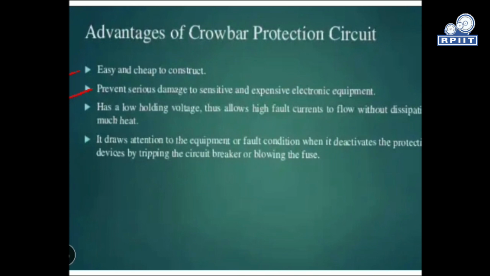Next, it has a low holding voltage, which allows the high fault current to flow without much dissipation and without much heat being produced. During avalanche breakdown, lots of heat is produced, and that is also minimized by the dissipation of heat through the resistances. It draws attention to the equipment or fault condition when it deactivates the protective devices by tripping the circuit breaker or blowing the fuses.